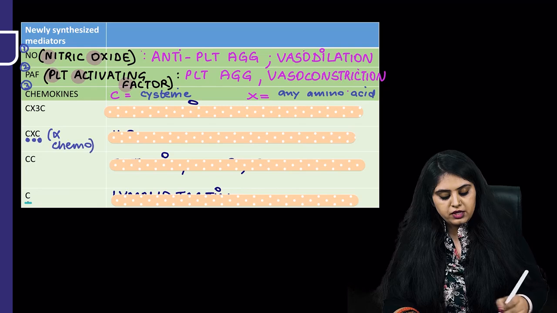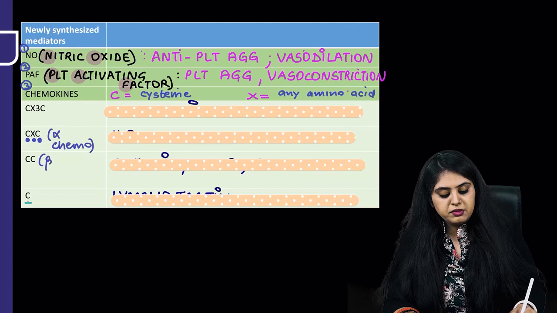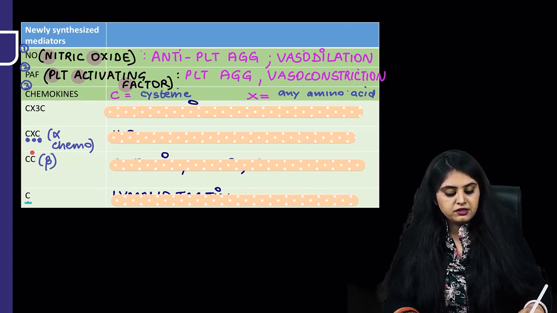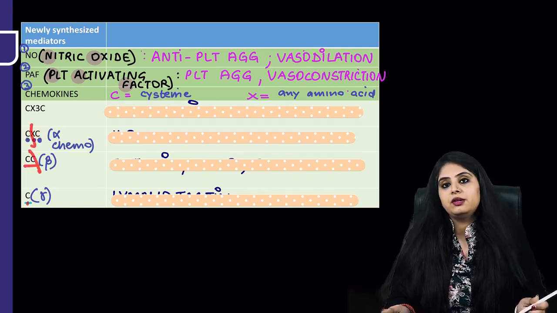Okay, then after this, what I do, I remove the X. What am I left with? CC. So CC is known as beta chemokine. Then I remove another C and I'm left with single C, and that is known as gamma chemokine. So remember, CXC, remove the X, you are left with CC, remove another C, you are left with C.